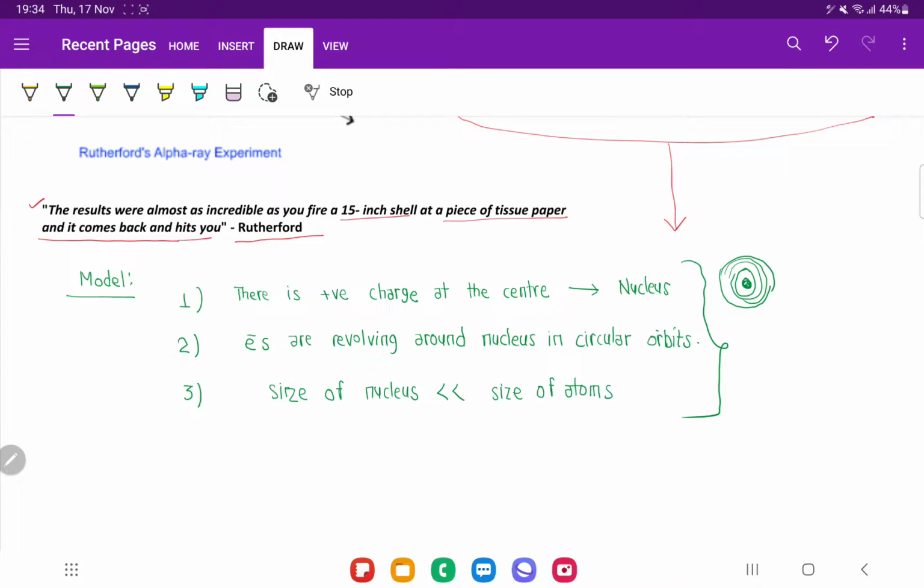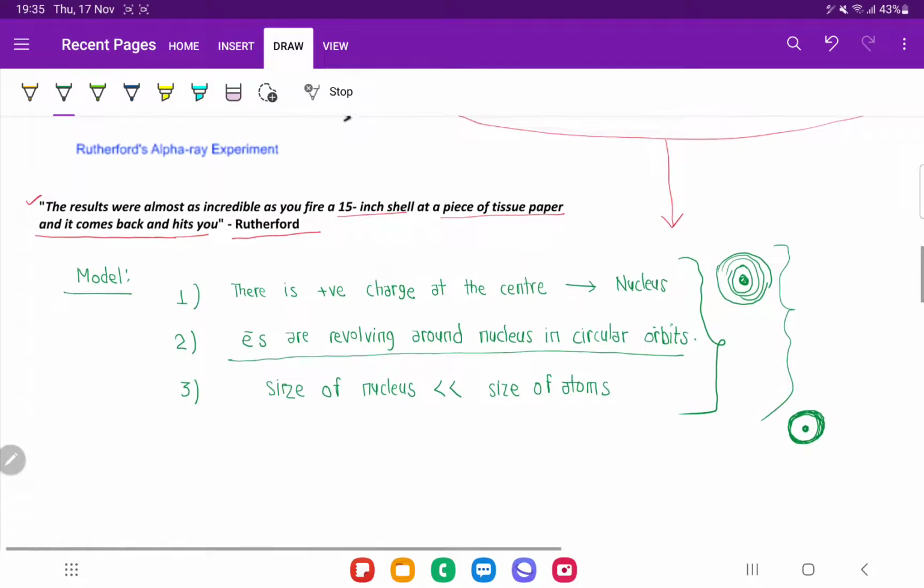So Rutherford in his model gave all these 3 points. But what happened? He is saying that the electrons are revolving around the nucleus in a circular orbit. So he is saying that the electrons are moving like this around the nucleus. But what happens when any particle is moving in a circular orbit? They accelerate actually. So during the acceleration, they lose energy, they radiate.